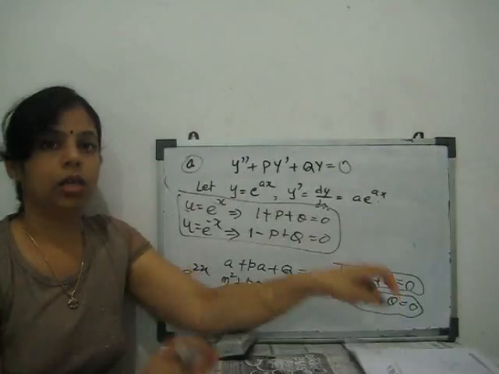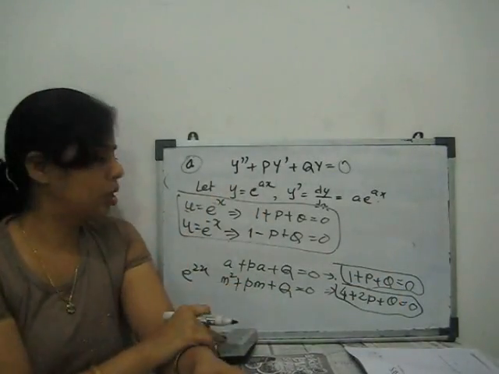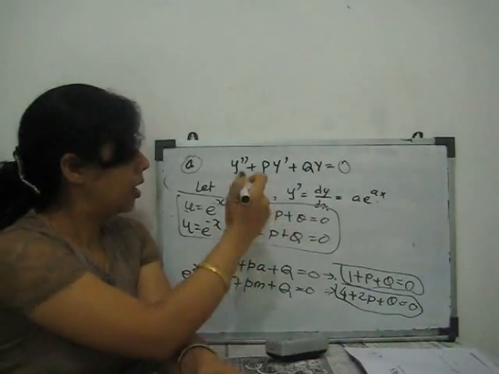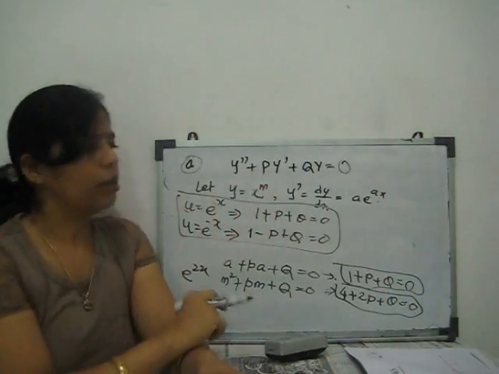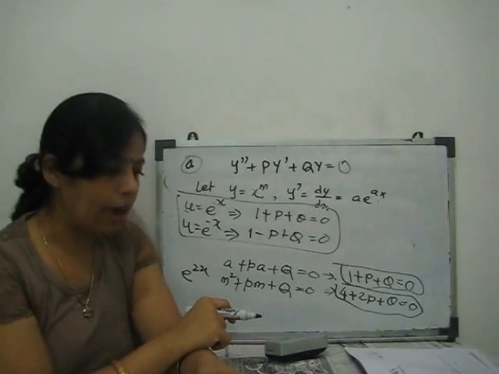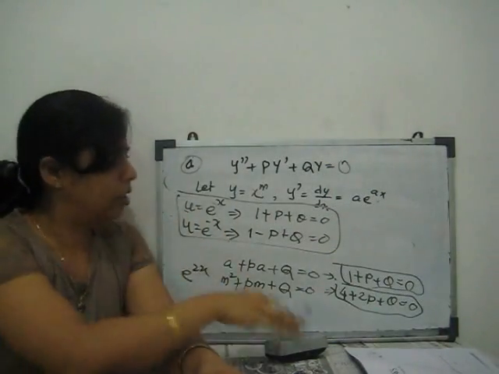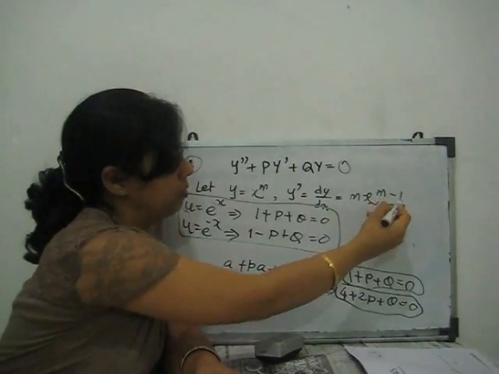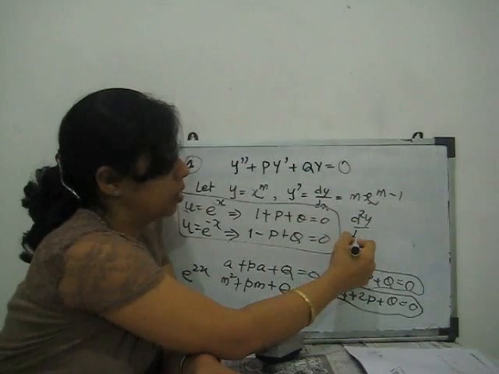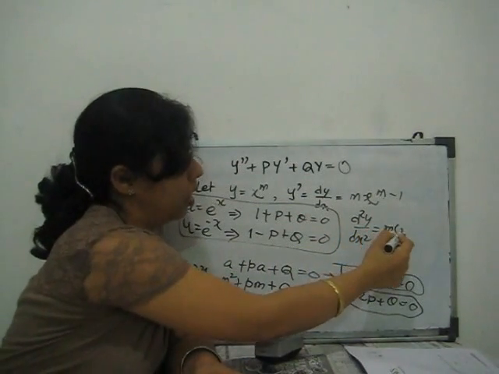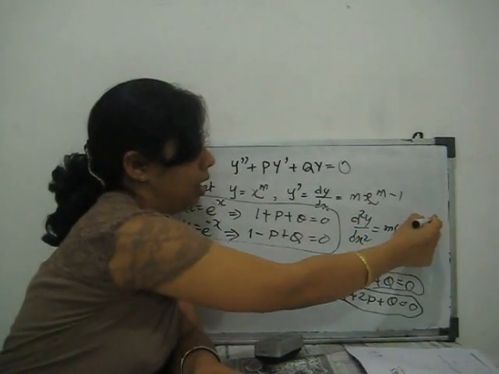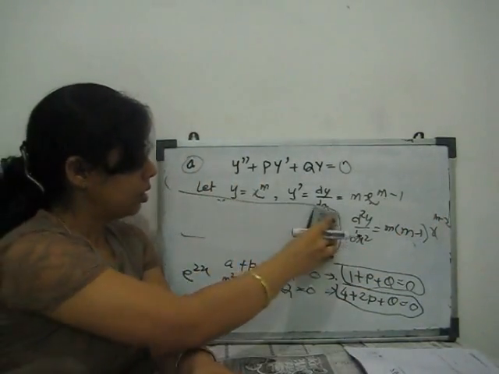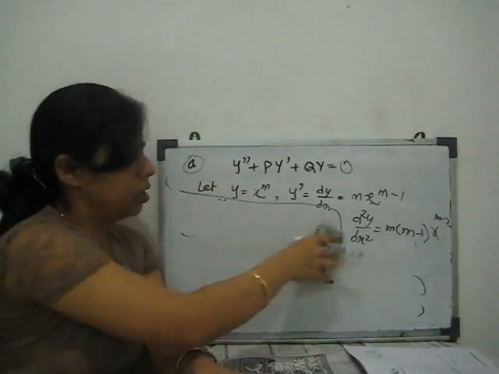Now I can show you the second substitution, what we can substitute here, and we find these types of conditions. The second substitution is x to the power m. If y is equal to x to the power m, then dy by dx is m x to the power m minus 1, then d2y by dx square is m into m minus 1 x to the power m minus 2. Simple differentiation. We substitute here. Then what conditions come?